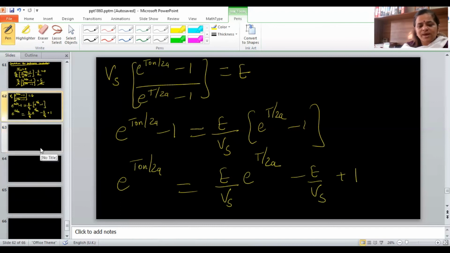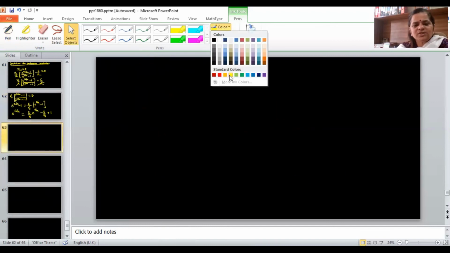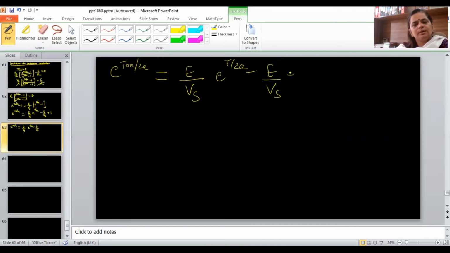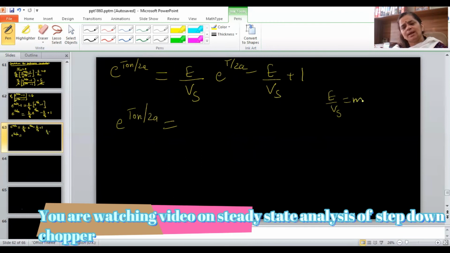Now further if I solve it, what expression am I having? e to the power TON by TOA is equal to E by Vs e to the power T by TOA minus E by Vs plus 1. Okay, so this is what we are getting. Now e to the power TON by TOA, and E by Vs I can write as m.